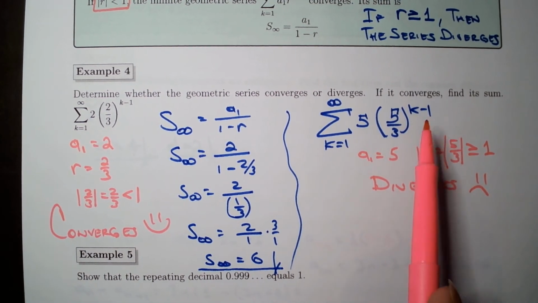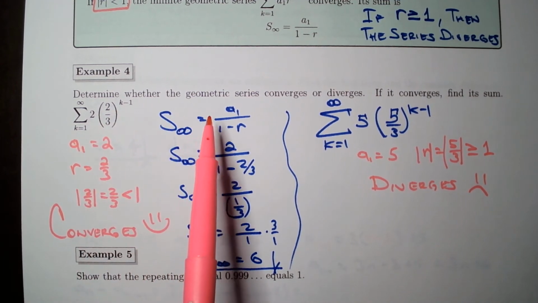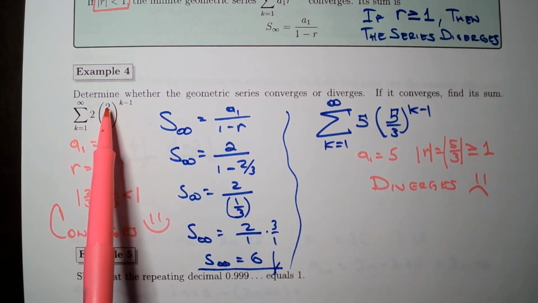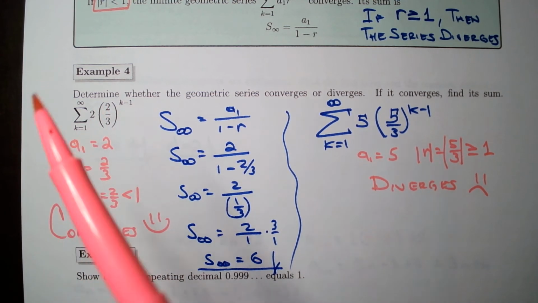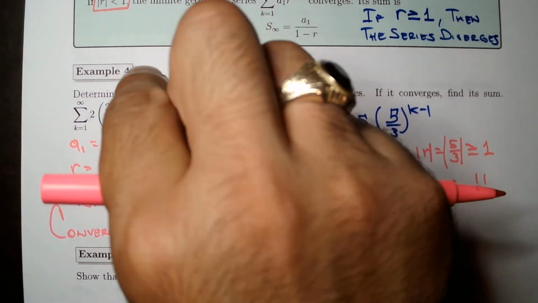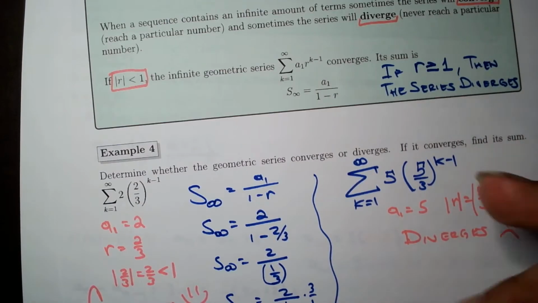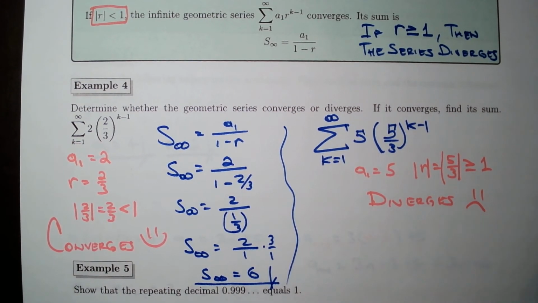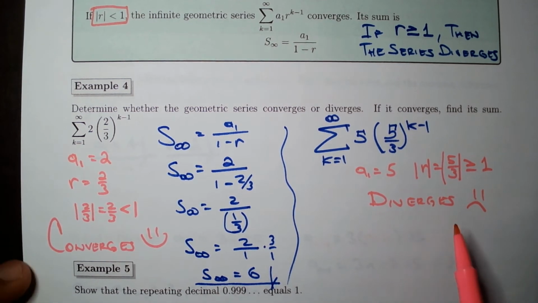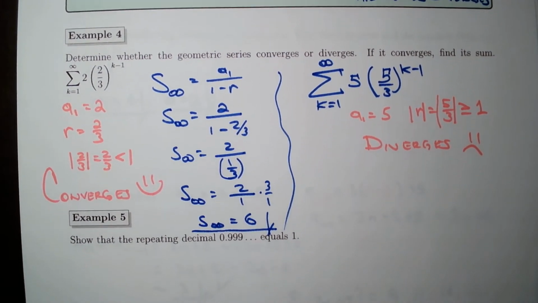What's the difference between these two? Every time you add one more term to the series, you're multiplying by 2/3. Multiplying by a number less than 1 makes the series go smaller and smaller every time. As opposed to multiplying by a number bigger than 1, which makes it bigger and bigger and bigger, going all the way to infinity. So that's why this diverges.